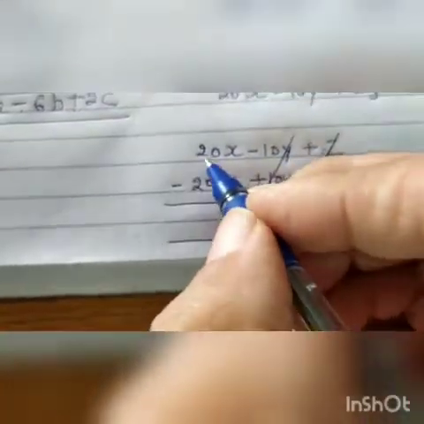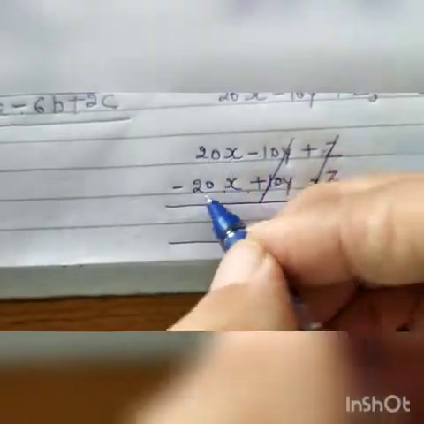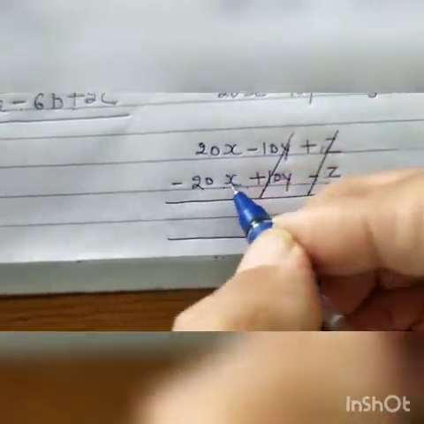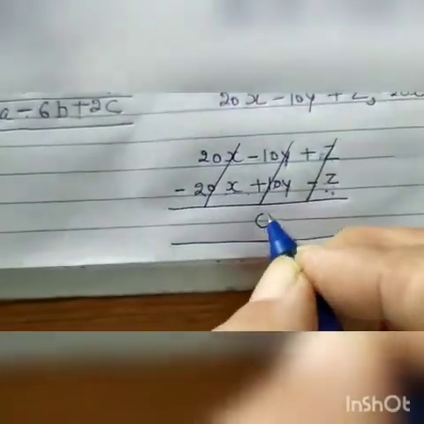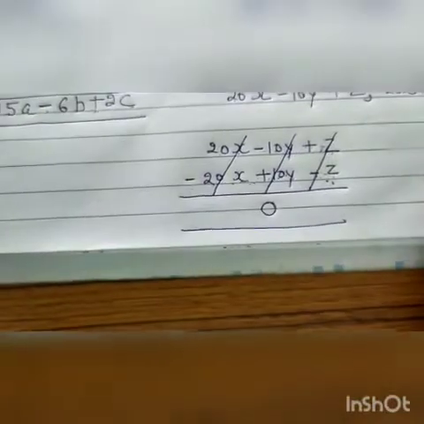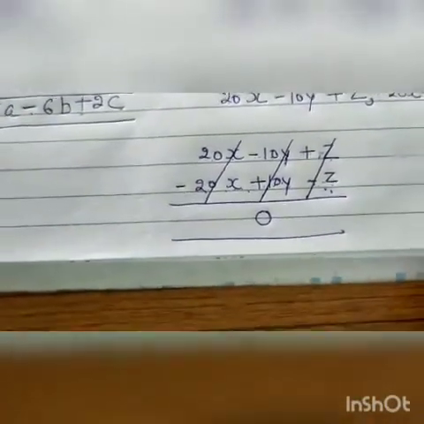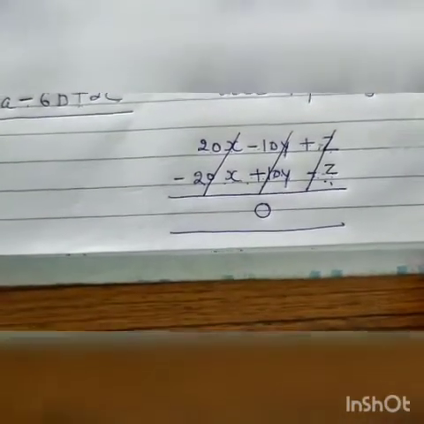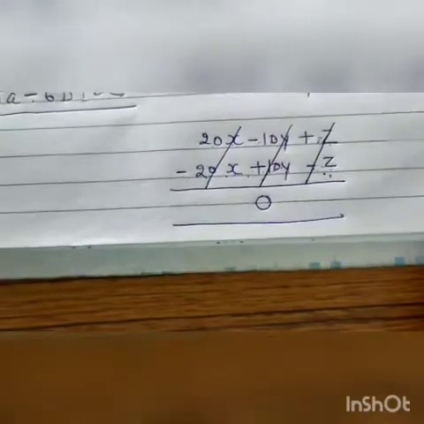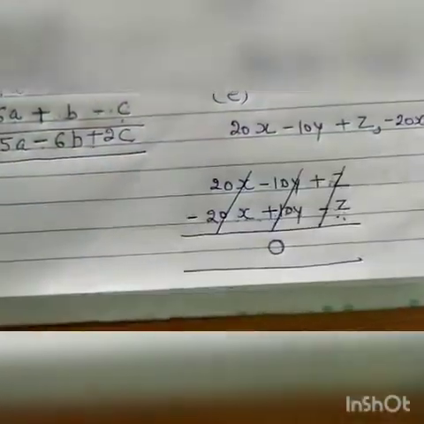Again, the third term, this is plus 20x and this is minus 20x. Both the terms are the same, 20x. The first term is plus, the second is minus. Again these terms are cancelled and we will get the answer 0. Always remember, students, I am repeating this statement again. Always remember, if two terms are exactly the same but with different signs, then they are cancelled. Okay? Now come to the F part.